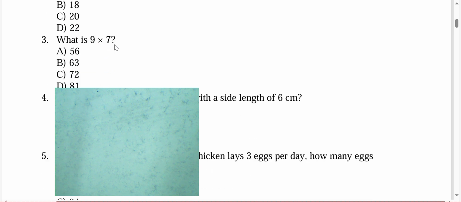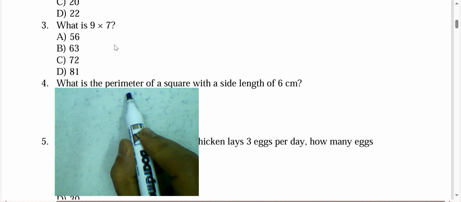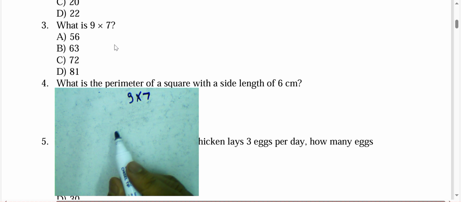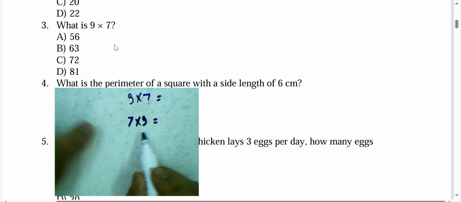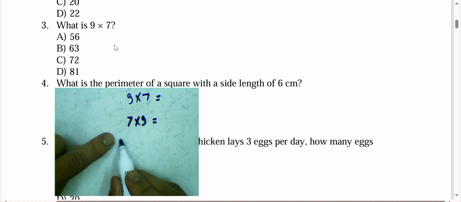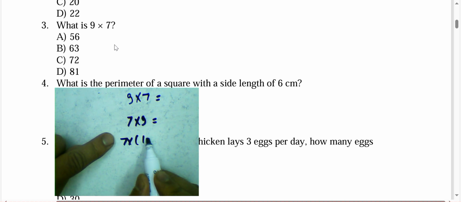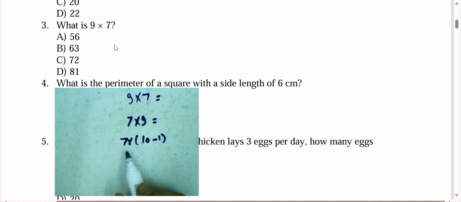Next question. What's 9 times 7? 9 times 7 equals 7 times 9. We can find the result from the table of 7. Or you can write 7 times 9 equals 7 times 10 minus 1. Then, using the distributive property, 7 times 10 equals 70 and 7 times 1 equals 7. Then find the difference between them. 70 minus 7 equals what?